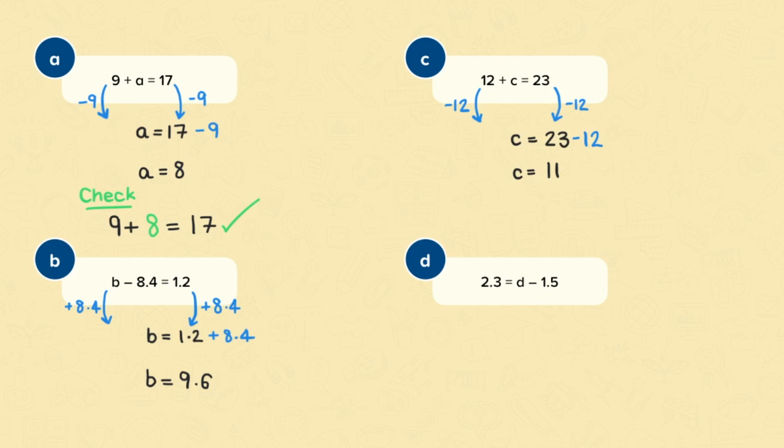2.3 equals D take away 1.5. Don't worry about the unknown being on the right-hand side of the equal sign. If you like, you can rewrite like this. D minus 1.5 equals 2.3. It's the same thing. So, we have to add 1.5 to both sides, and we get 2.3 plus 1.5 equals D. So we know D is 3.8.